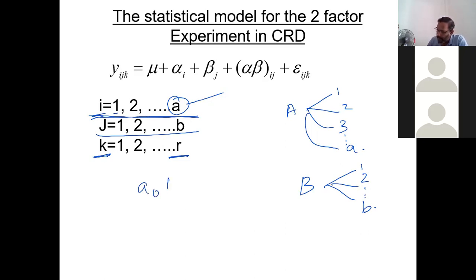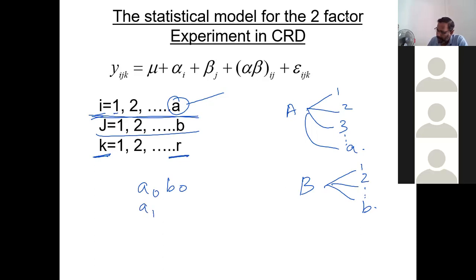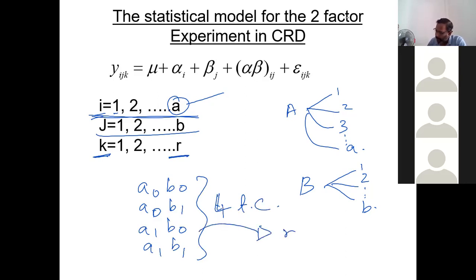For example, A naught B naught, A naught B1, A1 B naught, A1 B1. So these are the 4 treatment combinations in our earlier example. So this has to be replicated. Then only we can do the experiment. Can you remember we said what are the benefits of replicates and so on? All right. So that is the advantage.